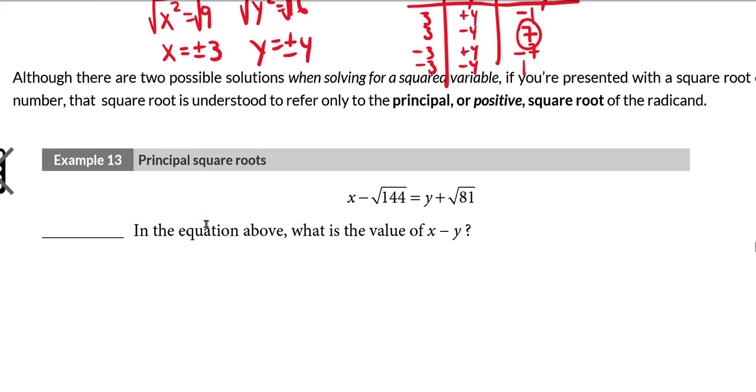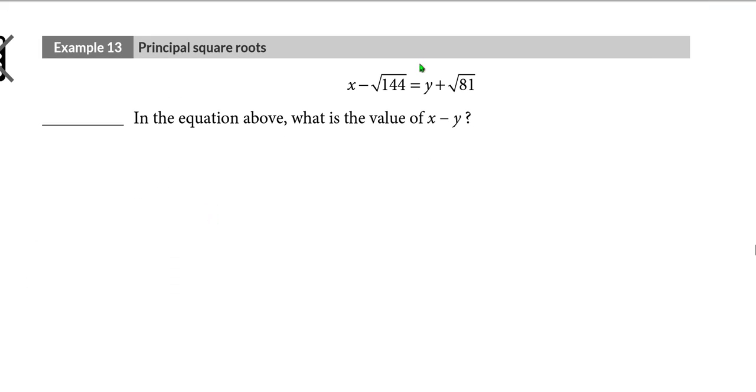Now, with principal square roots, you do need to understand, I've said this before, when you just see the square root of some value, you do not need to account for both the positive and negative solutions. When they give you root 144 or root 81, you only need to account for the positive or principal square root of the radicand. So in this case, they're asking us for the value of x minus y. So what we do is we do x minus 12. Don't need to worry about the negative and positive. It's just 12 equals y plus 9.